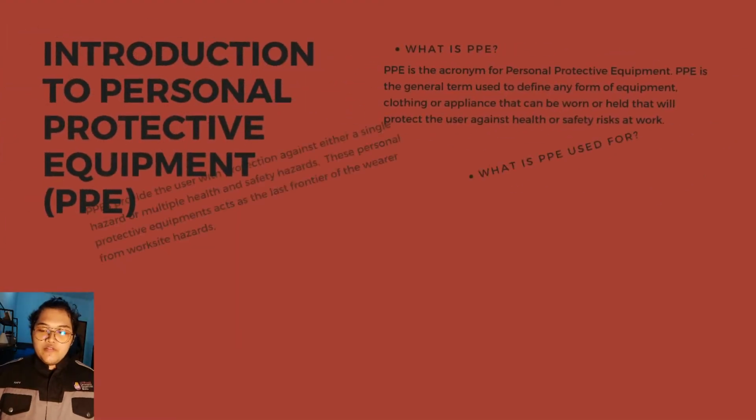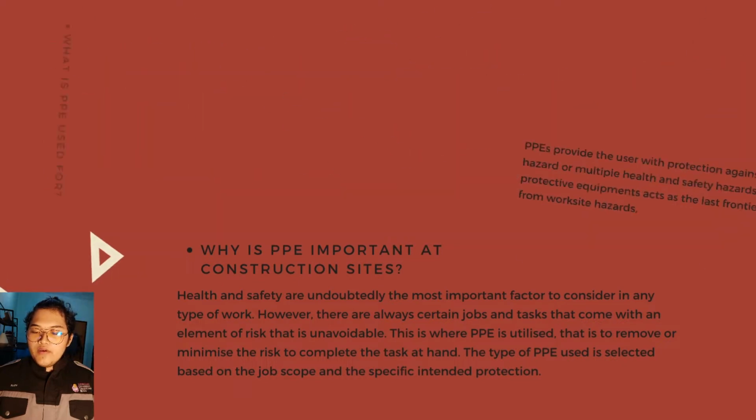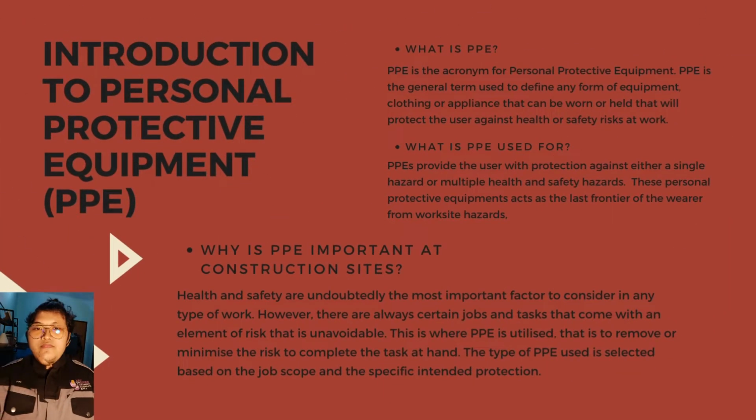PPE is the acronym for Personal Protective Equipment, which is a general term used to define any form of equipment, clothing, or appliance that can be worn or held that will protect the user against safety or health risks at work. PPEs provide the user with protection against either a single hazard or multiple health and safety hazards. These personal protective equipments act as a last frontier of the wearer from worksite hazards.